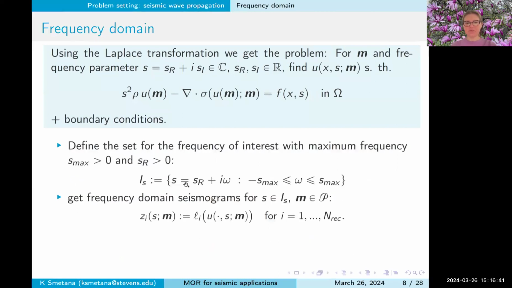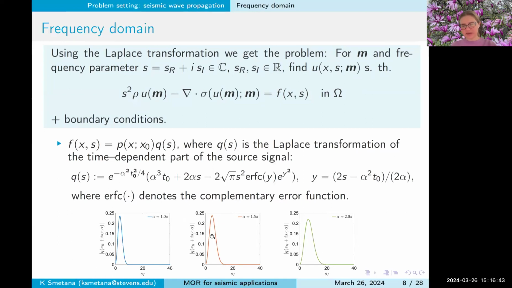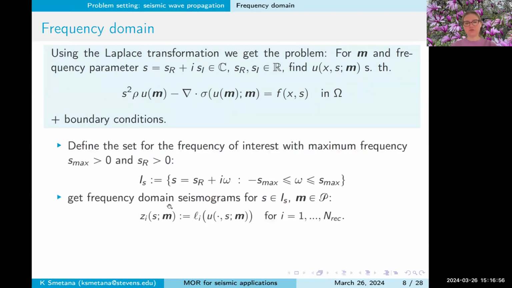And this is the reason, sorry, let me go back. But also you see it goes to zero very quickly. Actually, it goes exponentially fast to machine precision. So that also merits to really say, okay, we can really restrict our considerations to a frequency range of interest with some maximum frequency s max. And then we restrict ourselves to these frequencies. And then we also get, of course, the frequency domain seismograms down there.